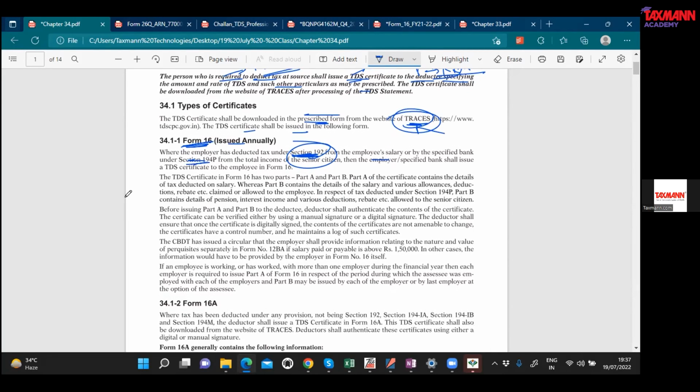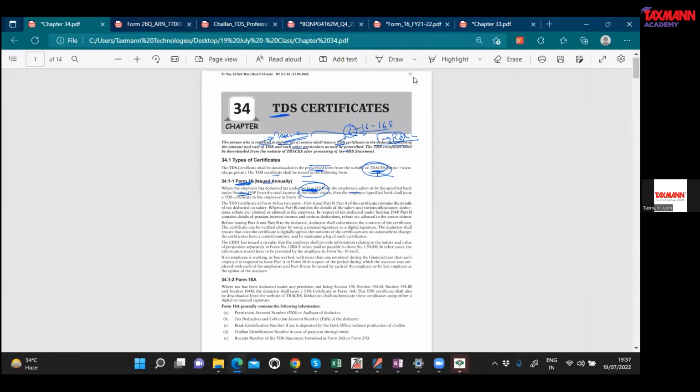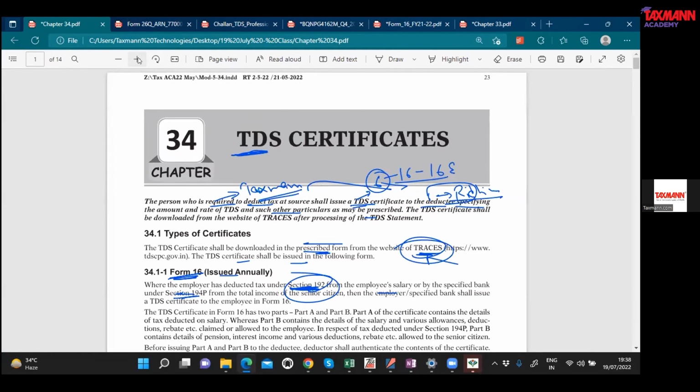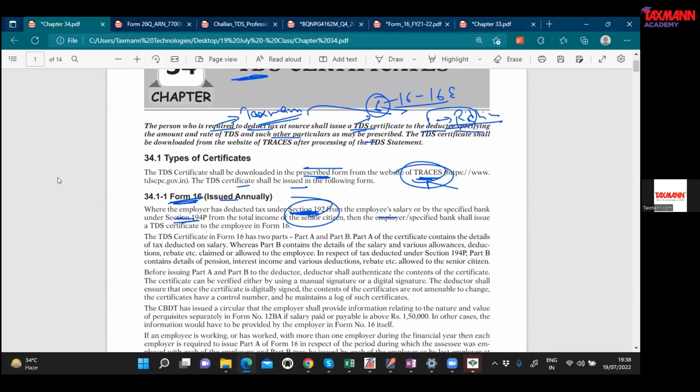Tarun sir, sorry to interrupt you. Can you please zoom in on the PDF a little? Sure. Yeah, thank you. Yeah, no, it's perfect. Thank you so much.